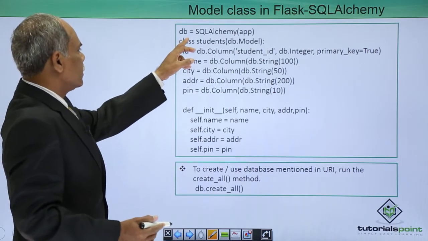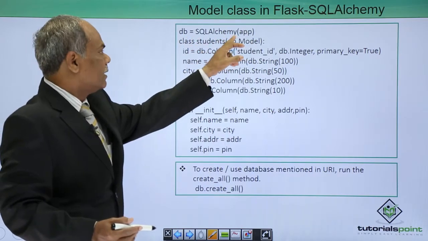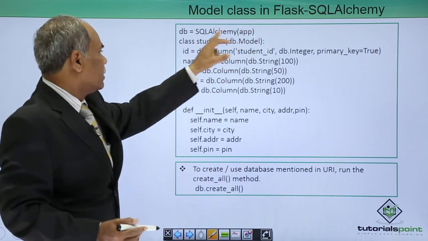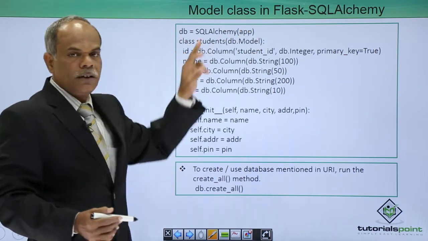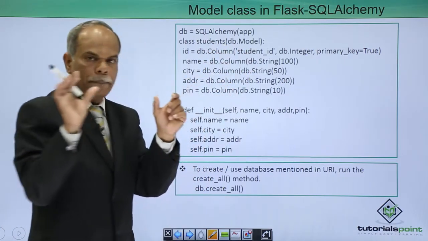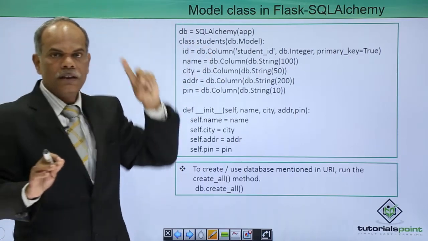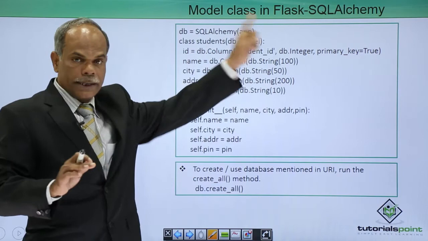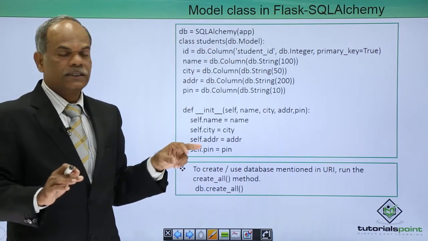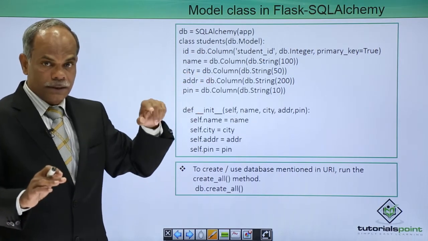There you see, first create an object of the SQL Alchemy class. It requires the Flask application object as the parameter. The db is the name of the SQL Alchemy object. Using db.Model as the parent, define the class students. The students is the name of the table in our database. Then you define all the instance variables corresponding to the fields in our table.